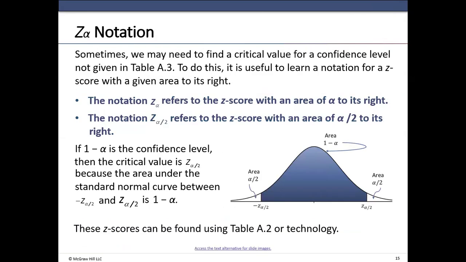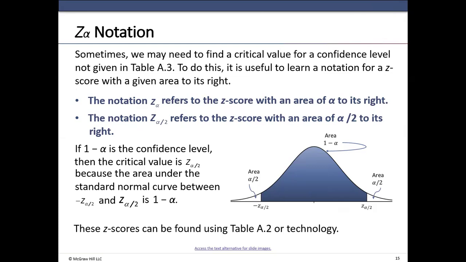Z alpha notation. Sometimes we may need to find the critical value for a confidence level not given in table A3. To do this, it's useful to learn a notation for a Z-score with a given area to its right. The Z alpha notation refers to the Z-score with an area of alpha to its right. The Z alpha by 2 refers to a Z-score with an area of alpha by 2. So the area in the center is 1 minus alpha. If 1 minus alpha is the confidence level, then the critical value on the right is Z alpha by 2 and on the left is minus Z alpha by 2.